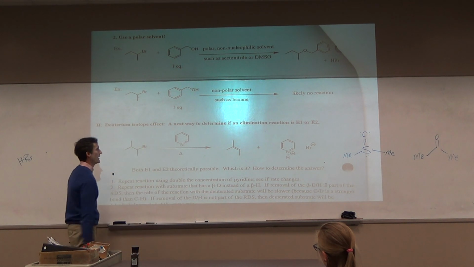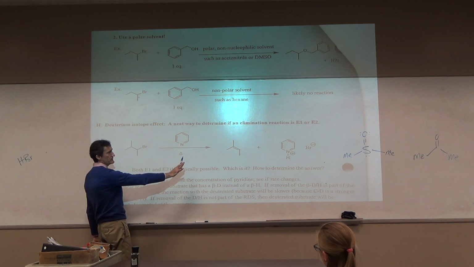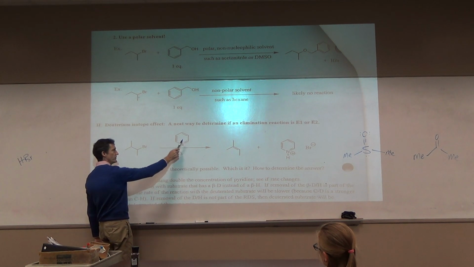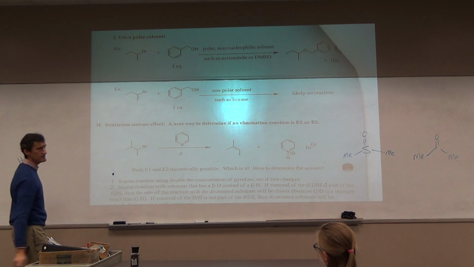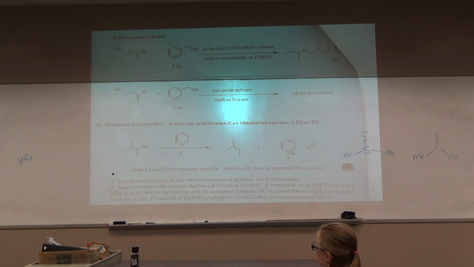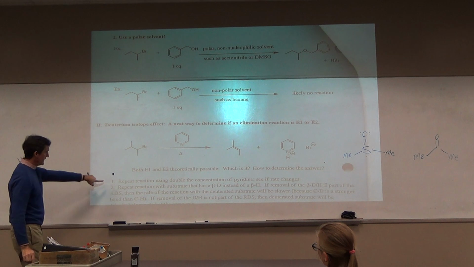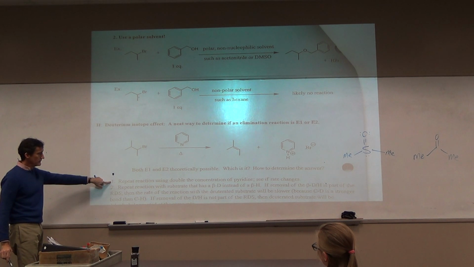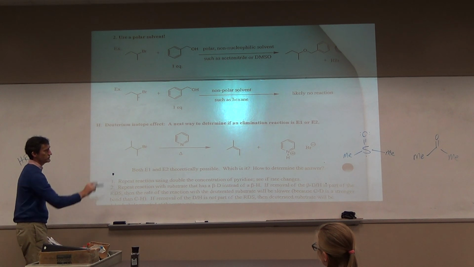Very good. We can do the reaction and get a rate. Then we can come back and do it again, maybe doubling the concentration of the pyridine. If we double the concentration of the pyridine and the rate doubles, that tells us the pyridine is in the rate determining step, and thus the mechanism is E2. What if we double the pyridine and the rate stays the same? It must not be in the rate determining step, thus it must be E1. Yes. And that's number one here. Number two, though, is the deuterium isotope effect.